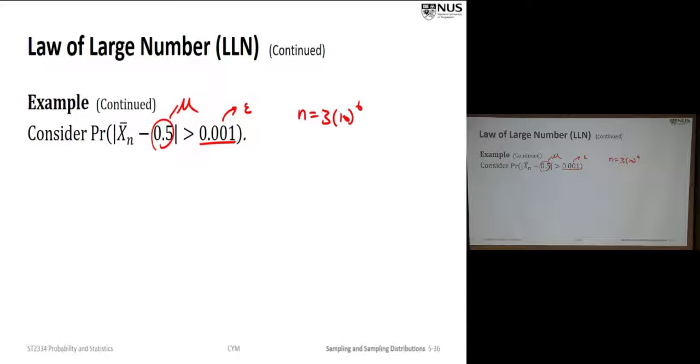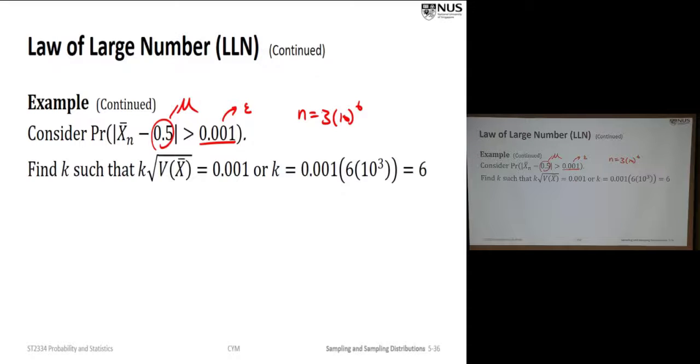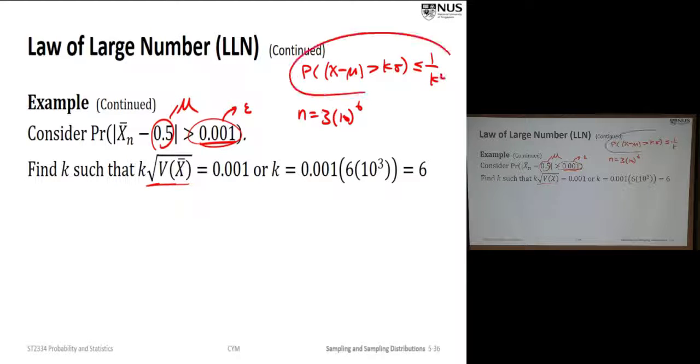Chebyshev inequality. In this case, I try to write it as k times the standard deviation. You remember, the probability that any random variable minus the mean is within k sigma is at least 1 minus 1 over k squared. So this is one form of the Chebyshev inequality. I just express this as k sigma. It turned out that k is equal to 6.